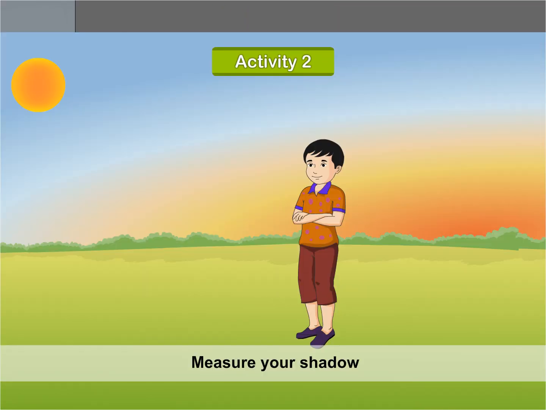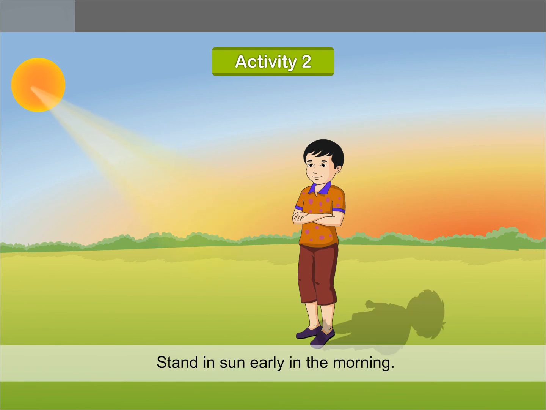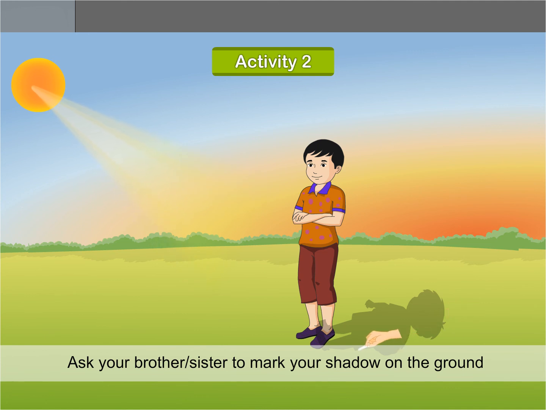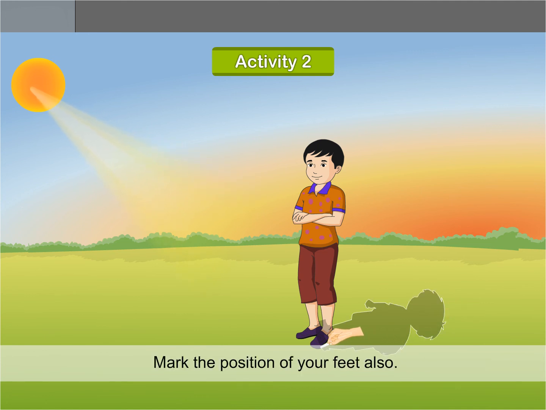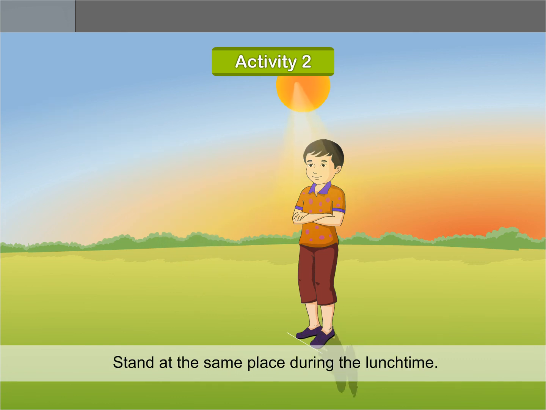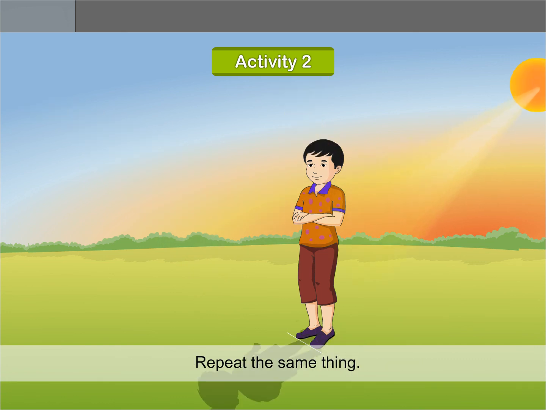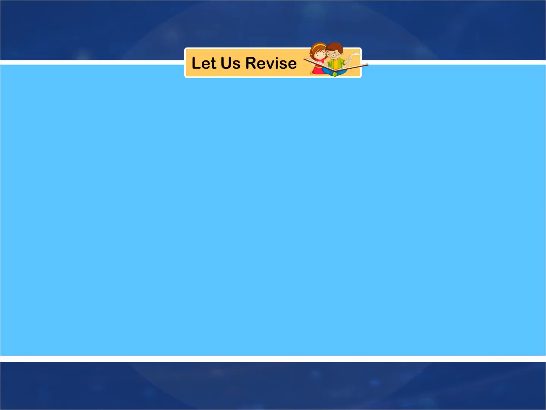Activity 2. Measure your shadow. Stand in sun early in the morning. Ask your brother or sister to mark your shadow on the ground with a chalk. Mark the position of your feet also. Stand at the same place during the lunch time. Repeat the same thing. Again stand at the same place in the evening. Repeat the same activity. Note your observation. Is the size of the shadow same or different? What could be the reason? Draw your conclusion.